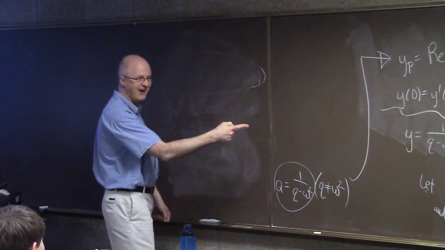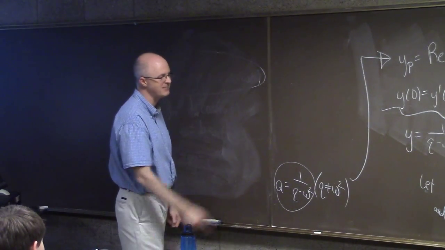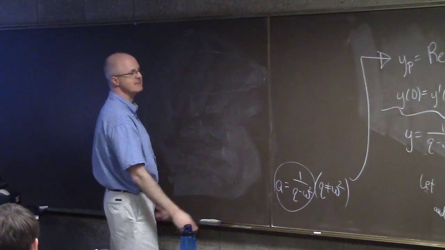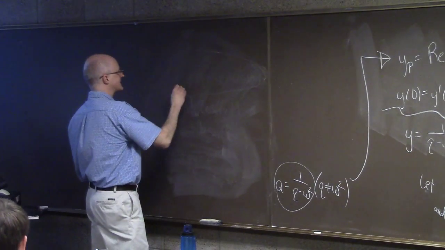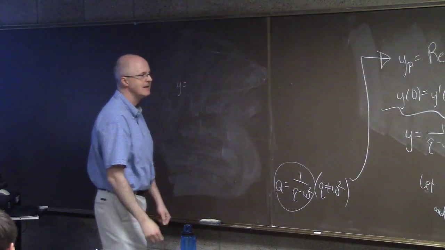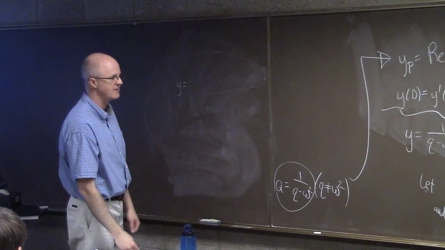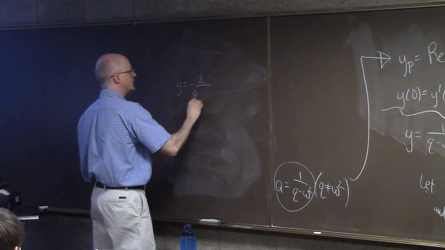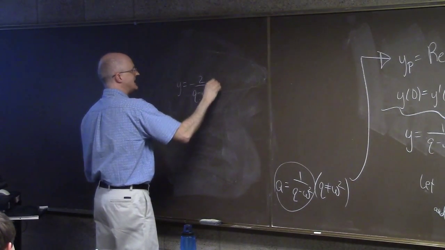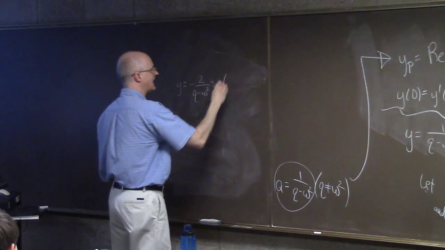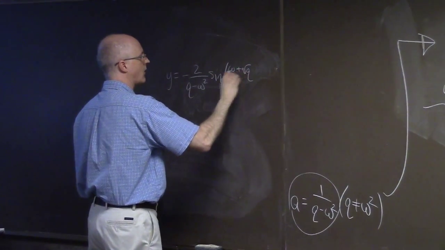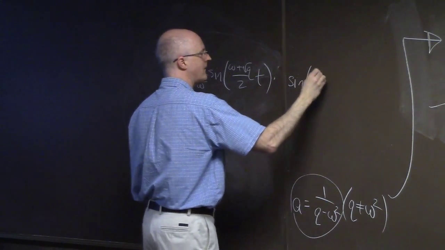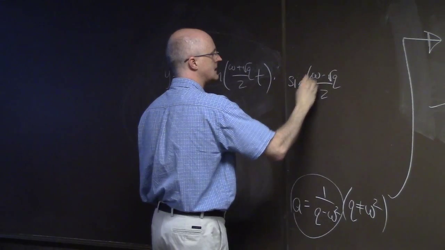Going back and replacing alpha with omega plus square root of q over 2 and beta with omega minus square root of q over 2. So many back and forth replacements it seems like here. This allows us to write this unique solution of the initial value problem as negative 2 over q minus omega squared, sine alpha t, where alpha is omega plus square root of q over 2, times sine beta t, where beta is omega minus square root of q over 2.